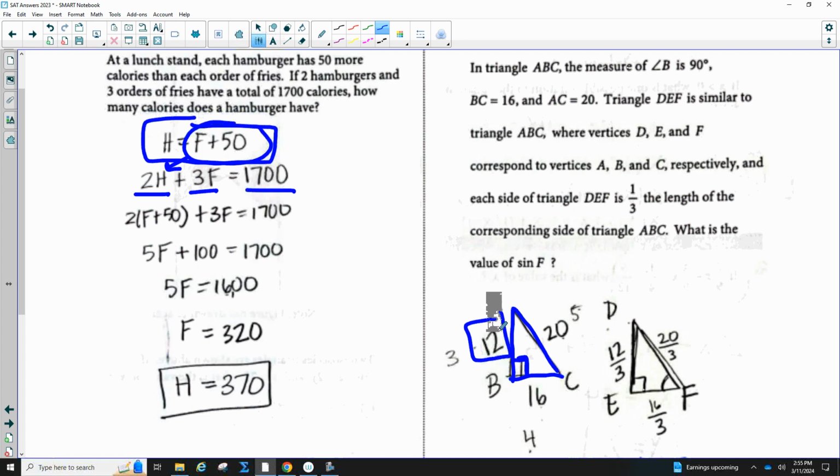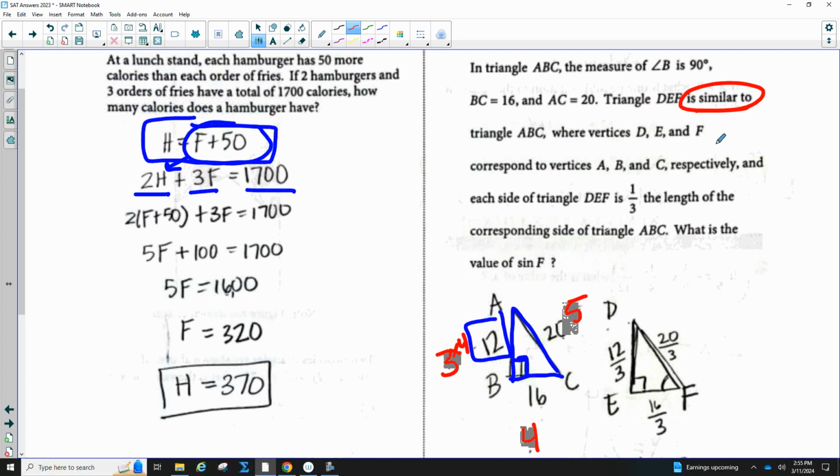This is a 3, 4, 5, all multiplied by what? 4. So I could find 12 really fast without Pythagorean theorem. They put that on there a lot. But Pythagorean theorem also works, okay? So you get 12 for that missing side. Triangle DEF is similar. What do we know about similar triangles? They are proportional, okay?